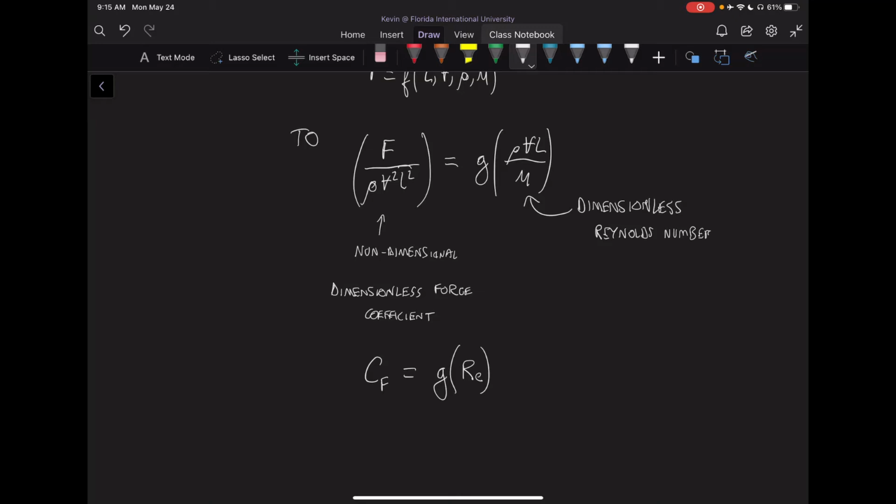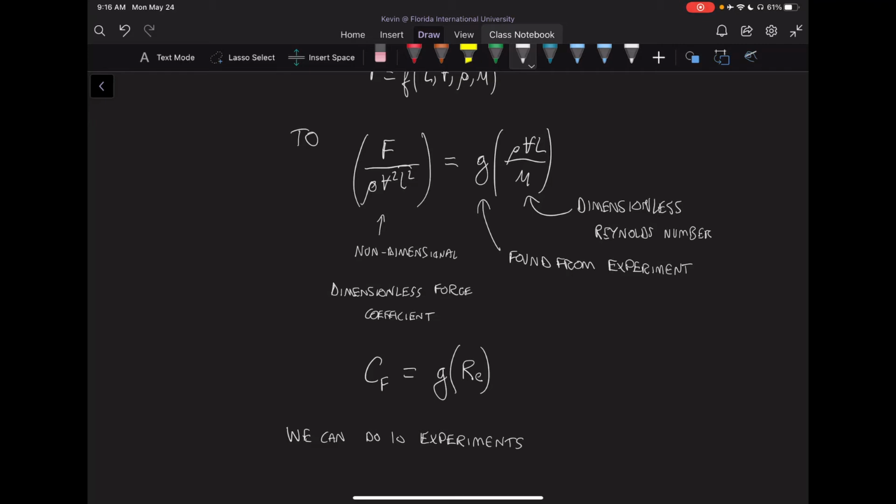So the dimensionless Reynolds number is written as Re. And this function now is found from experiment. So now we can devise, for example, 10 experiments relating our coefficient of force and our Reynolds number, or our term rho v L over mu.